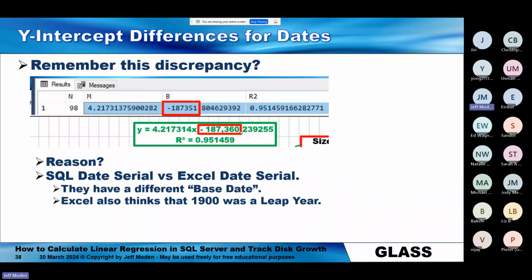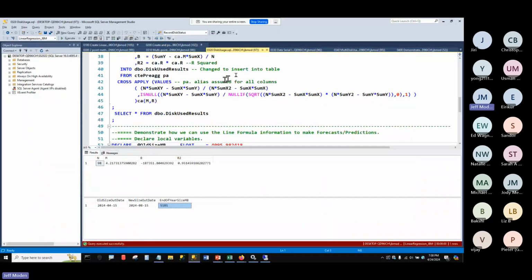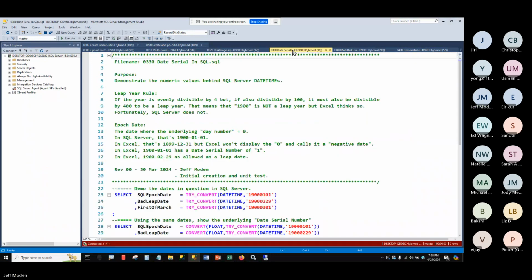The really bad part is Excel also thinks that 1900 was a leap year. Everybody knows the rule, hey, evenly divisible by 4, it's a leap year. No, it's not. If it's also divisible by 100, in order for it to be a leap year, it also has to be divisible by 400. And apparently the rocket scientists at Microsoft didn't know that when they made Excel. So let's go take a look at script 330.